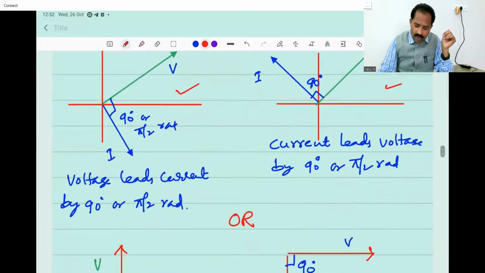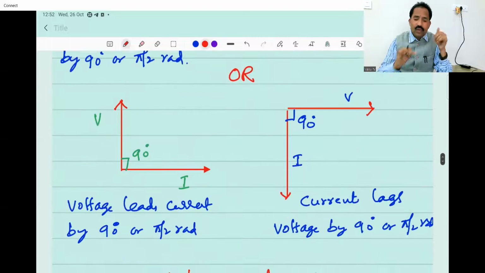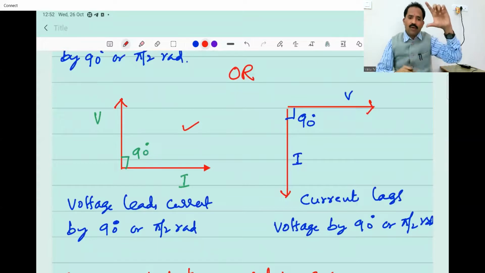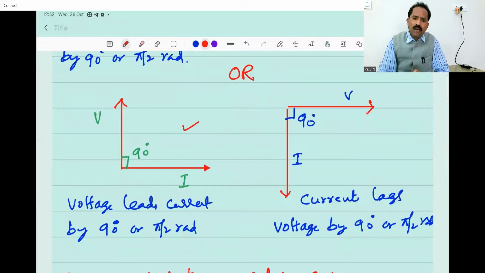Or I can say it like this. See, it can be drawn this way too. Look at the graph. In the first graph, on the left side of the screen, we can see voltage along the y-axis, current along the x-axis. I have shown voltage in the upward direction. Voltage leads current by 90 degree or pi by 2 radian. Or on the right side, here it is called current lags voltage by 90 degree or pi by 2 radian. In this way we can draw it vectorially, children. Okay, understand this representation.